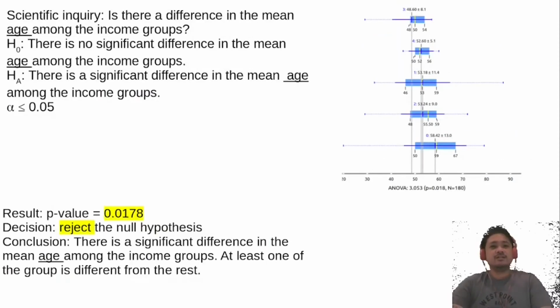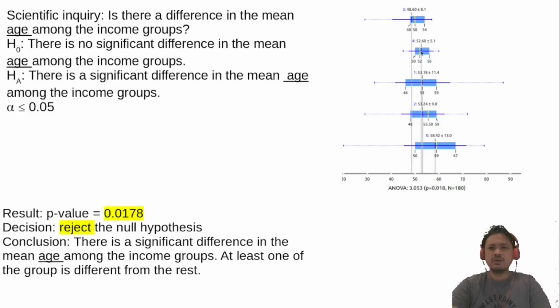How about the average age? Is there a difference in the mean age among the income groups? You can see here, group 3 is the youngest at 48 years old, and then group 0 is the oldest on average at 58 years old. The p-value that we got is 0.0178, which is smaller than alpha. We will reject our null hypothesis. We can conclude that there is a significant difference in the mean age among the income groups. At least one of the groups is different from the rest.